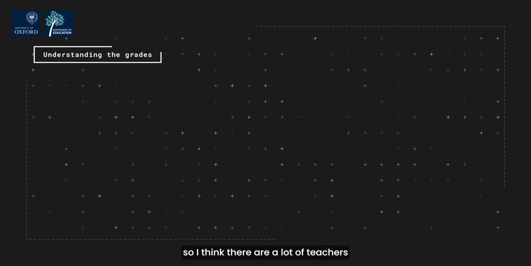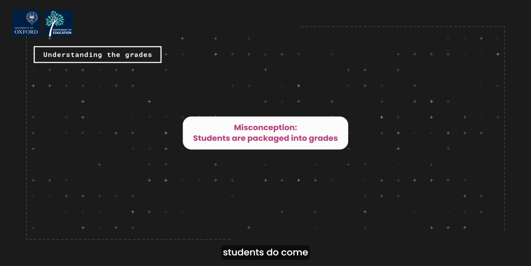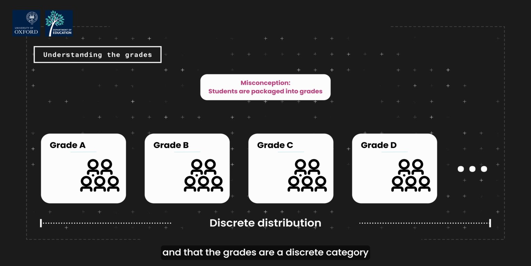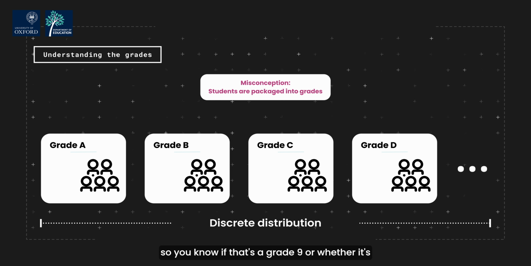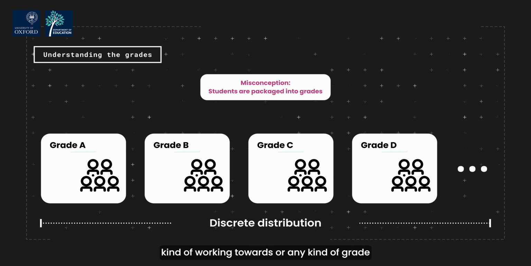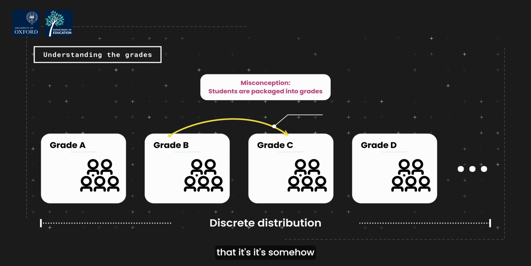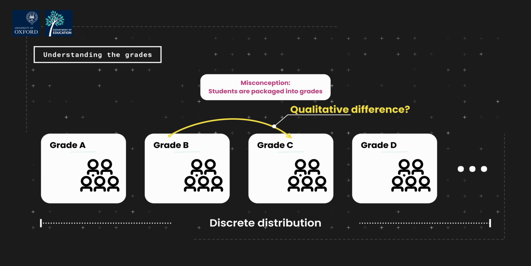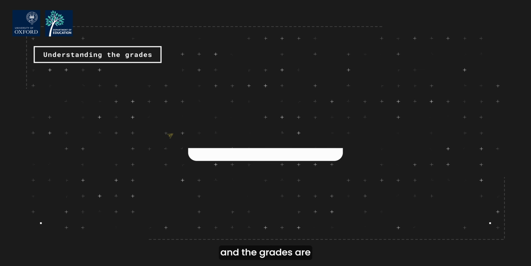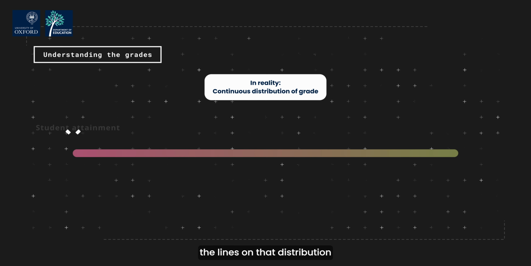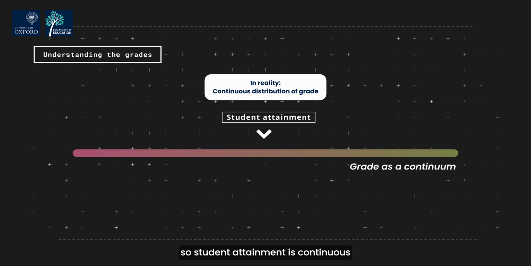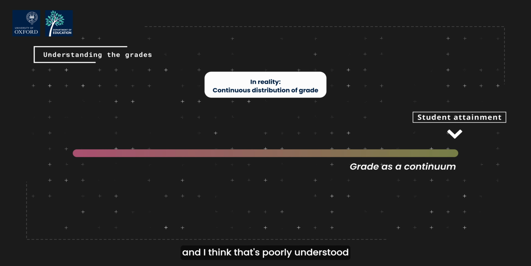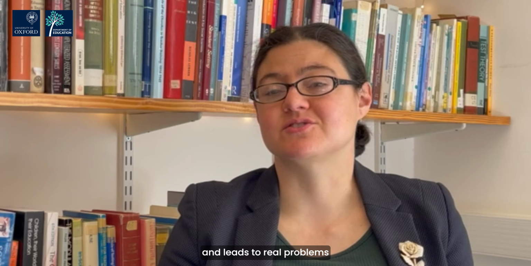So I think that a lot of teachers think that students do come pre-packaged into grades, and that the grades are a kind of discrete category. So if that's a grade 9, or a working towards, or any kind of grade, that it's somehow qualitatively different from the other grades. And in reality, that's not the case. In reality, there's a distribution of achievement, and the grades are lines on that distribution. So student attainment is continuous. It doesn't have these kind of discrete breaks. And I think that's poorly understood, and it's one of those things that's poorly understood and leads to real problems.